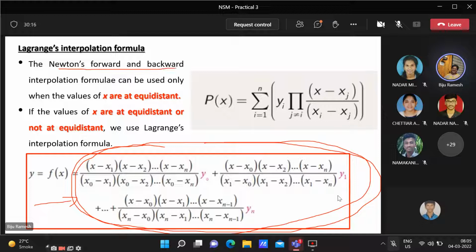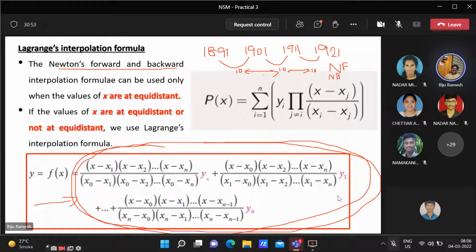Now, when you notice in Newton forward and backward, for example, if you take this example, 1901, 1911, 1921, the difference between these two is equal. So that means they are equidistant from each other. In such cases you use Newton forward or Newton backward.